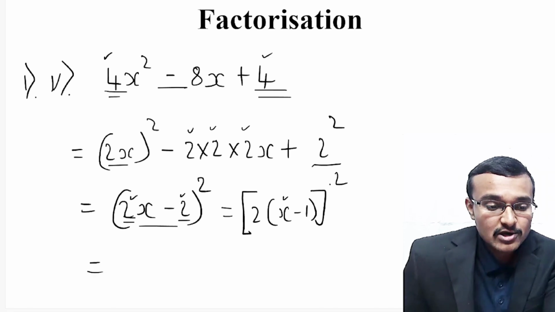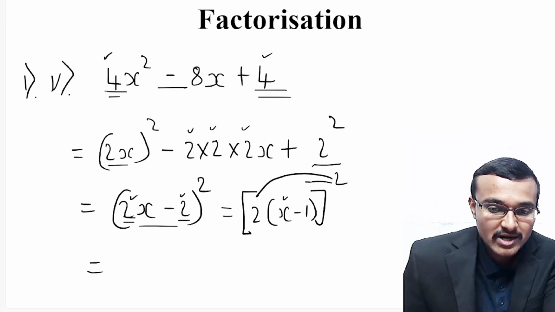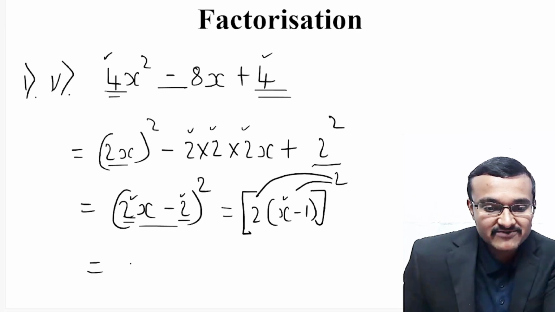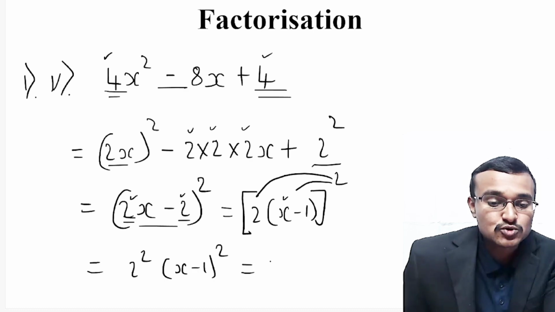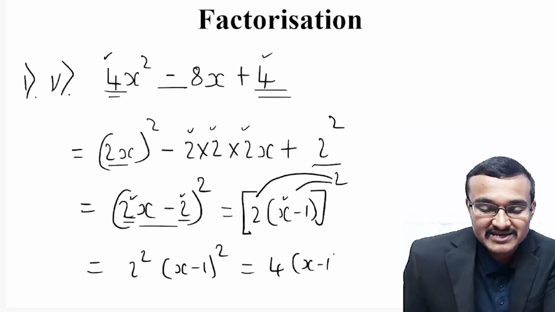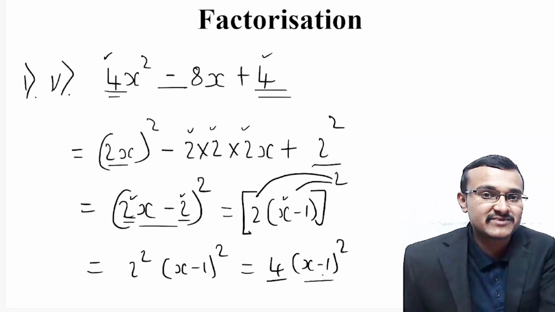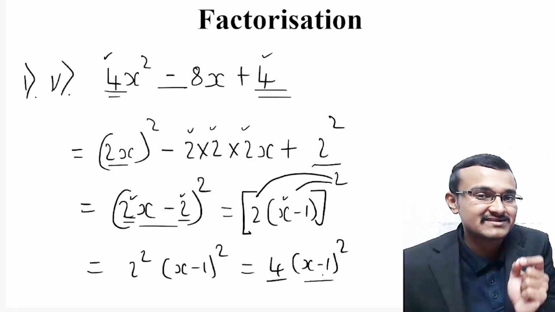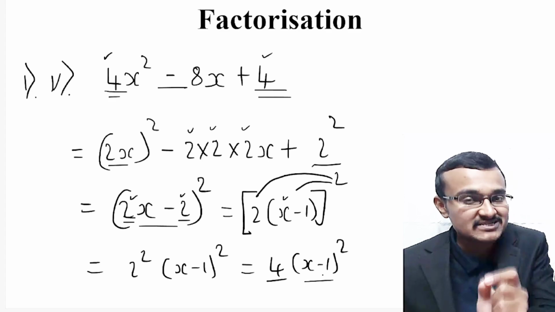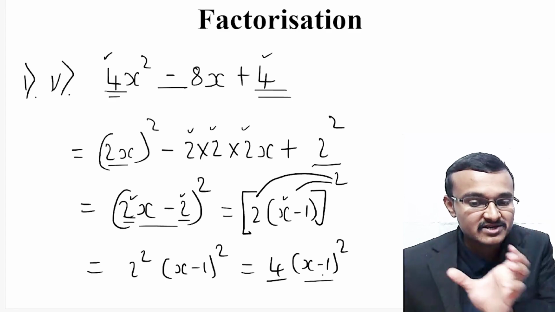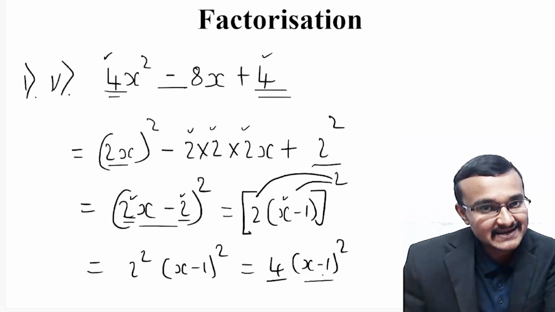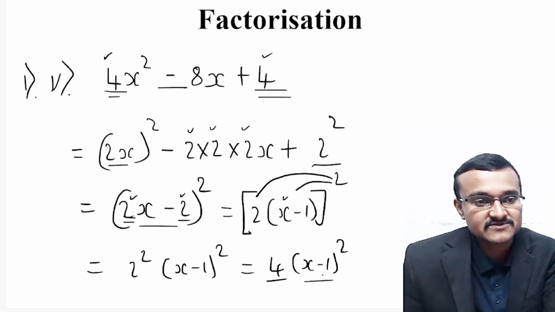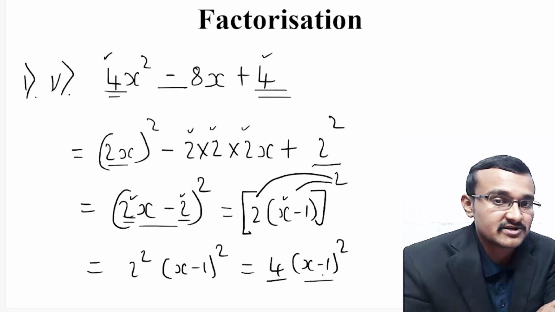Now apply this whole square to this 2 and to this x minus 1. So that will be 2 square into x minus 1 whole square. So 2 square is 4 into x minus 1 square. So here 4 is one factor, x minus 1 into x minus 1 is one factor, or you can tell this as 4 into x minus 1 whole square. So this fifth question has factors 4, x minus 1, x minus 1. So these are the factors for this fifth question in this first question.